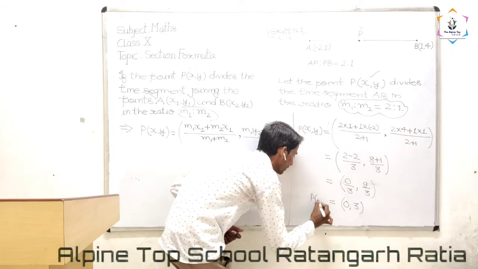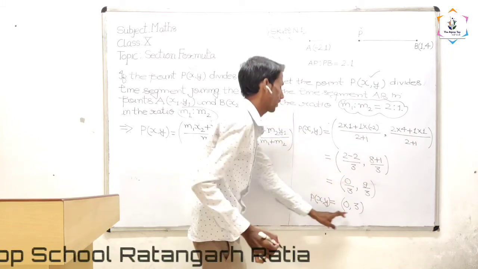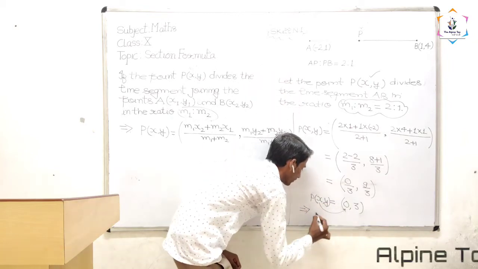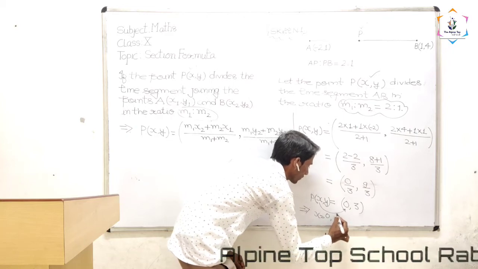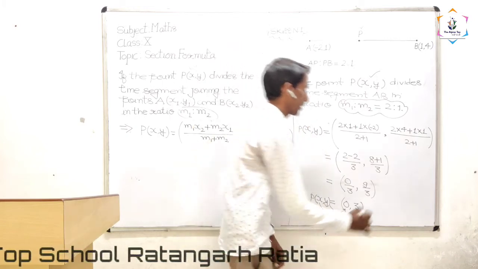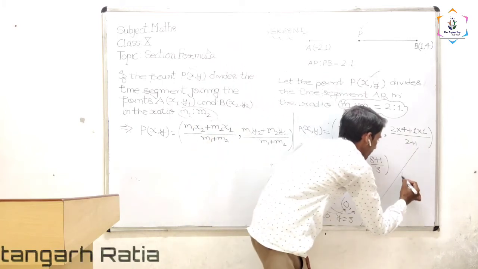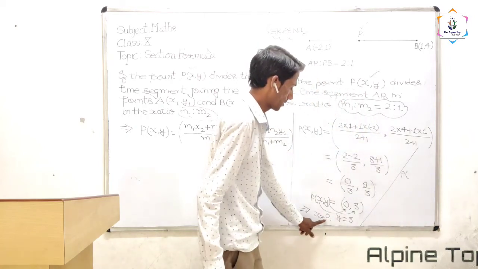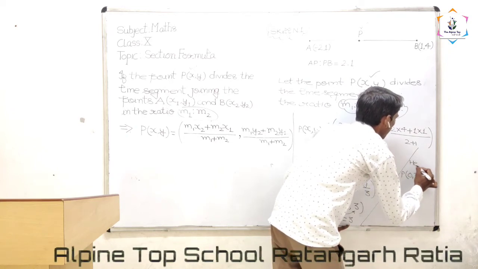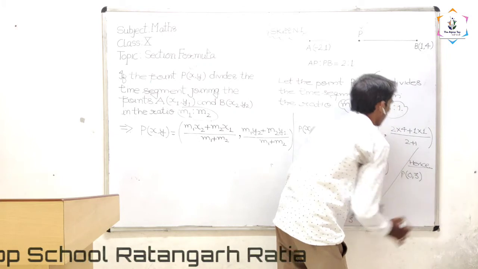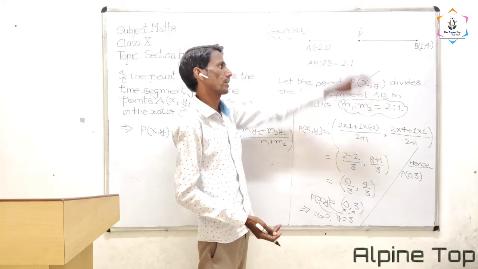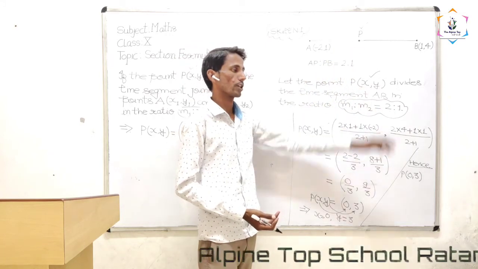Now what is the meaning of it? 0 and 3 are the coordinates. It means from here you can say that the value of x is 0 and the value of y is 3. Hence the coordinates of the point P are 0 and 3. Hence we can say that point P coordinates (0, 3) divides the given line segment AB in the ratio 2:1.